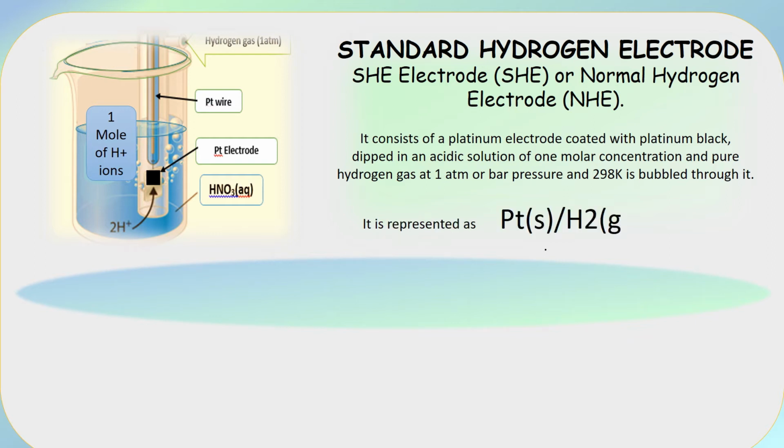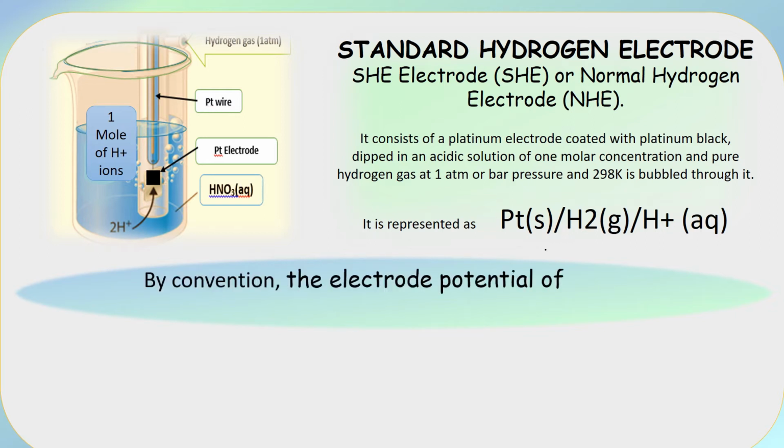It is represented like this. See the representation: platinum is solid, hydrogen is gas, and H+ ions are in the aqueous solution. So a single slash shows that there is a phase change. Whenever there is a phase change, we put a single slash in the representation. By convention, the electrode potential of the standard hydrogen electrode is taken as 0. So this is assigned a value of 0.